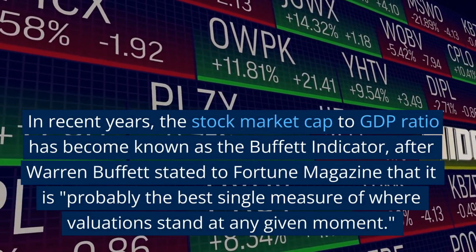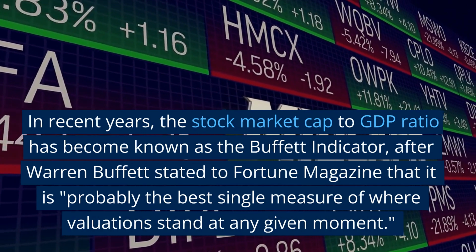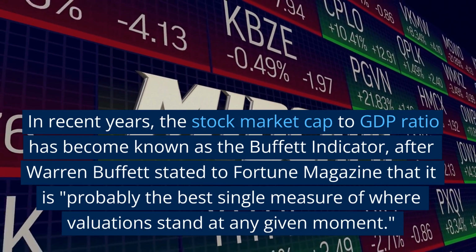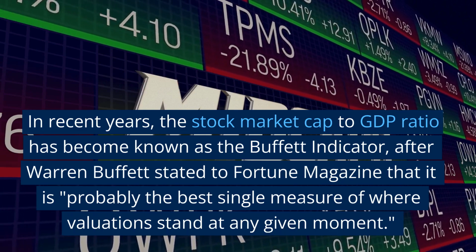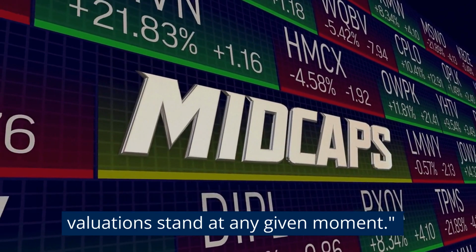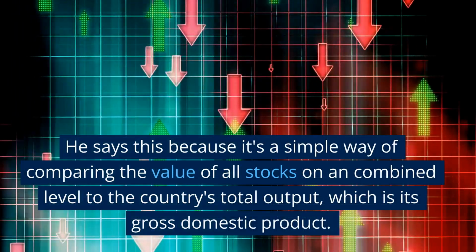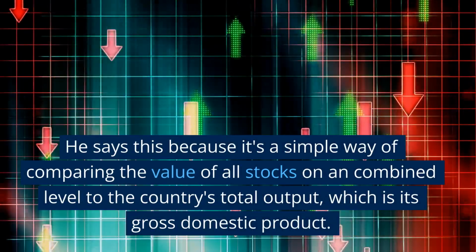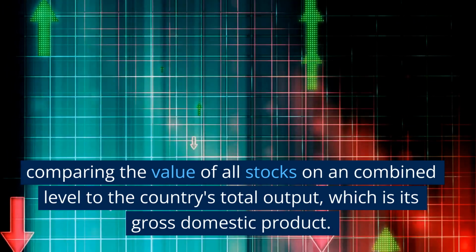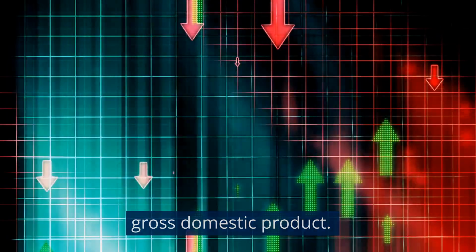In recent years, the stock market cap to GDP ratio has become known as the Buffett indicator, after Warren Buffett stated to Fortune magazine that it is probably the best single measure of where valuations stand at any given moment. He says this because it's a simple way of comparing the value of all stocks on a combined level to the country's total output, which is its gross domestic product.